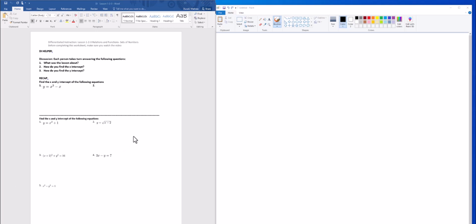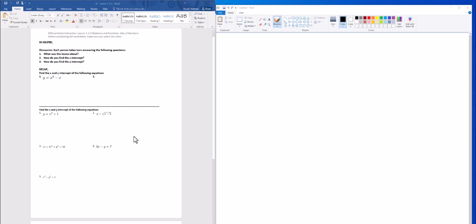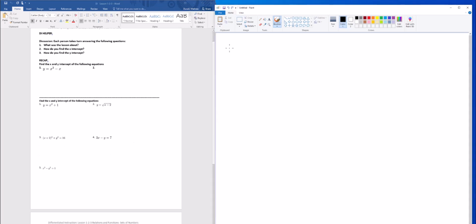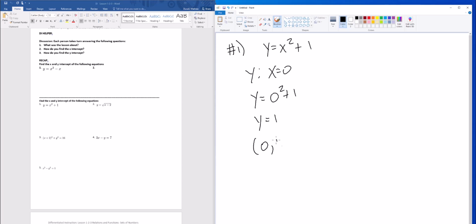All right, so it says find the x and y intercepts of the following equations. So number one, if I have y equals x squared plus 1. To find the y-intercept, you set x equal to 0. So y equals 0 squared plus 1. y equals 1, so my y-intercept is (0, 1).